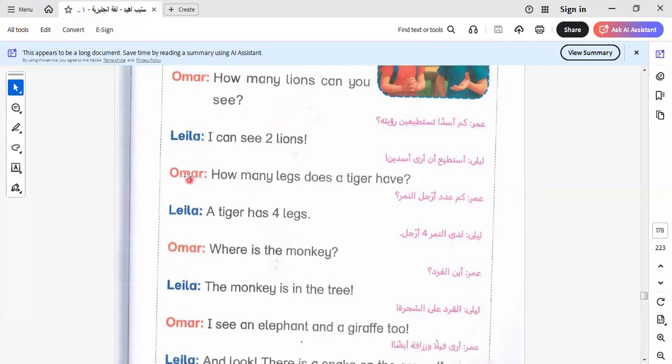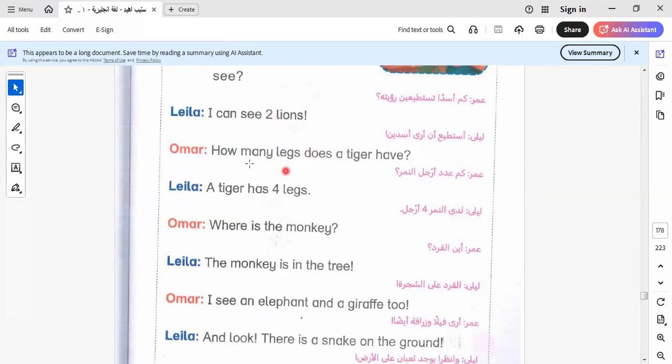Okay, let's go to another one here. Layla: I can see 2 lions. So when we ask about how many, I ask about numbers. Here it is 2 lions. How many legs does the tiger have? The tiger and the lion and most animals have 4 legs. Most animals have 4 legs. A tiger has 4 legs.